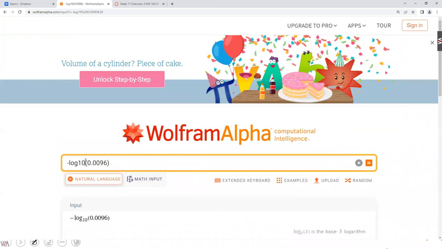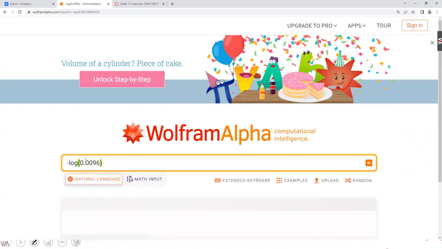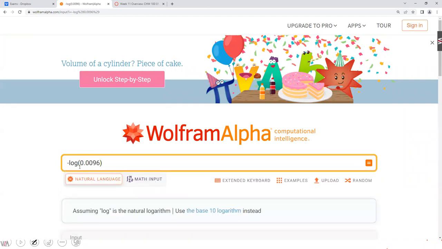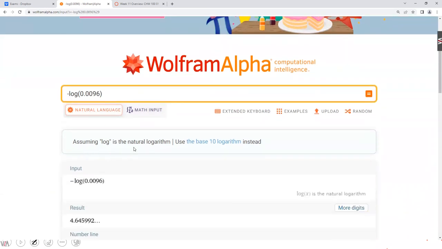And then the other thing I was going to clarify is, depending on what calculator you're using, not everything will interpret log as log base 10. If you go to Wolfram Alpha, for instance, and type log of 0.0096, it gives you a little disclaimer. It says, assuming log is the natural logarithm, so what we call ln. That's not what we want. So you want to double check.